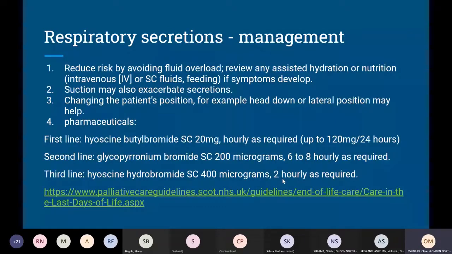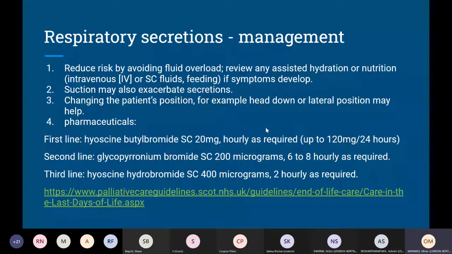So in terms of overall management of secretions, I think it's important to note that when you prescribe an anticholinergic, it won't clear any respiratory secretions which are already there. It'll only stop any new secretions being generated. And the first steps are to have non-pharmaceutical treatment. So obviously prevention is better than cure.